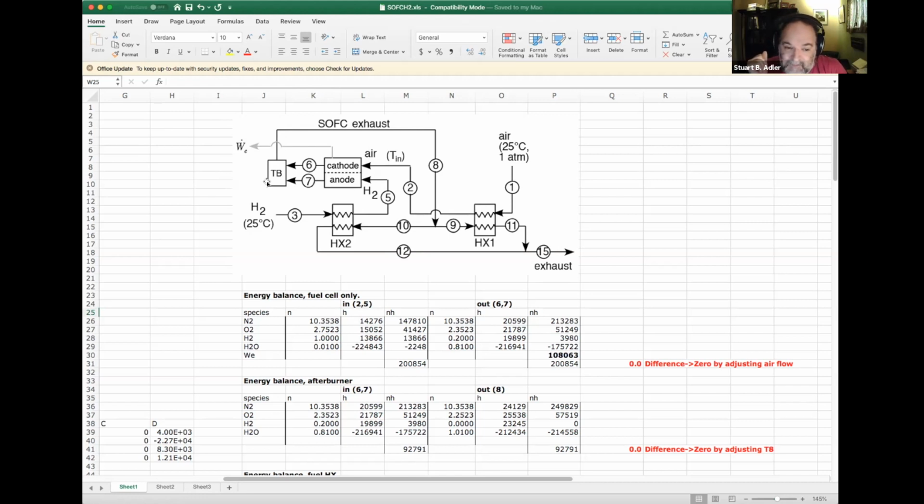I split that into two streams, 9 and 10. Stream 9 goes to the first heat exchanger that's preheating the air. The other part goes to a smaller heat exchanger, HX2, which is preheating the hydrogen. Hydrogen comes in, in this case, at 25C. Air is coming in at 25C. We're preheating those up to the temperature we want in streams 2 and 5, and then those go into the fuel cell. As a last step, I'm taking the exhaust from the two heat exchangers and recombining them into stream 15 to send out as exhaust.